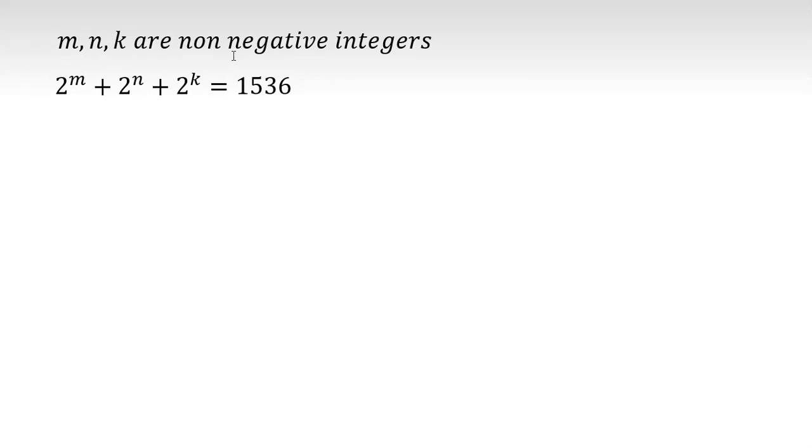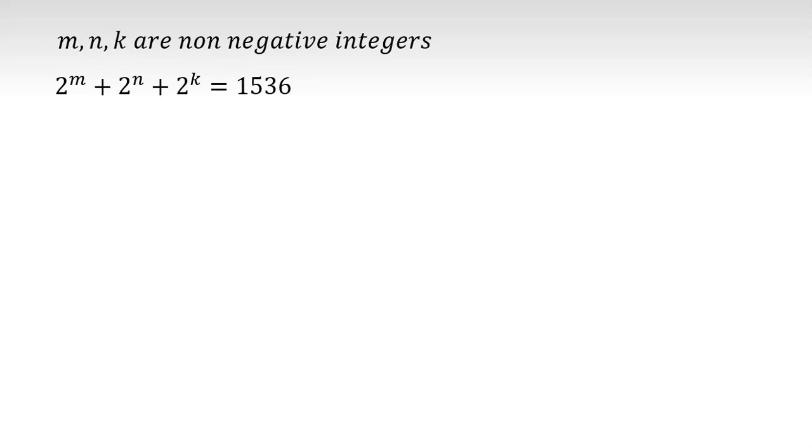m, n, and k are non-negative integers, and 2 to the m plus 2 to the n plus 2 to the k equals 1536. Now, I want to find m, n, and k. So first thing, we want to divide both sides by 2. Under what condition can we do this?